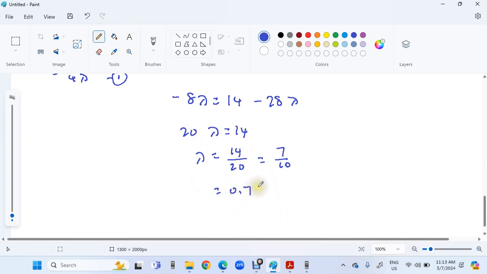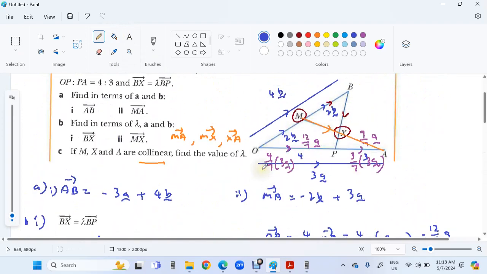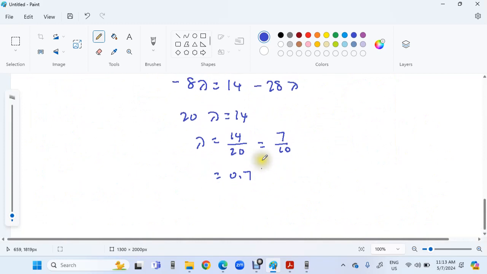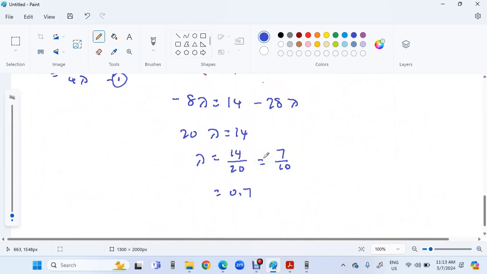Yes. So the question asks us to find lambda only. The question didn't ask us to find the value of K. So this is the final solution.